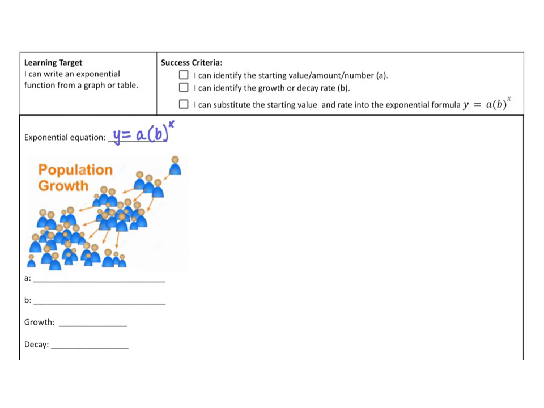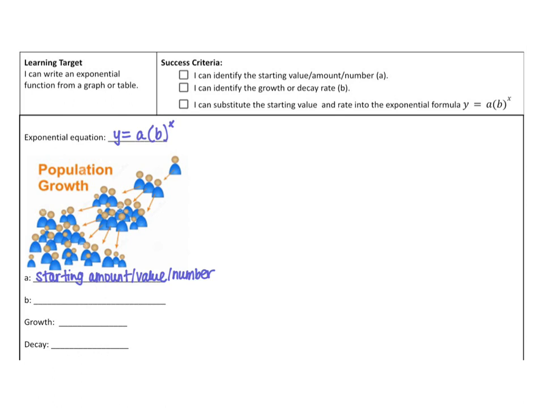So my A value, like I said, is going to be our starting amount, or our initial amount, starting value or number. And just like we've talked about, that is going to be my y-intercept. The A value is always my y-intercept in exponential functions. It's what we're going to start with.